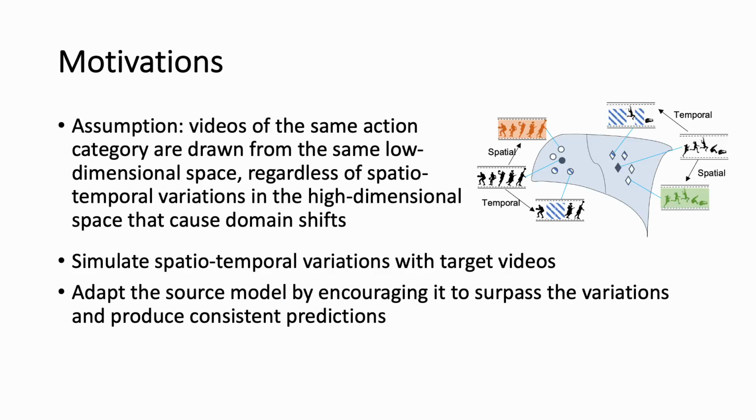So the motivation of our proposed method is that we assume videos of the same action category are drawn from the same low-dimensional space, regardless of the spatial-temporal variation in the high-dimensional space that causes domain shift. For example, this is the original video. We can see that this video and this video have some variations with respect to this video, but they all belong to the same type of video in a low-dimensional space.